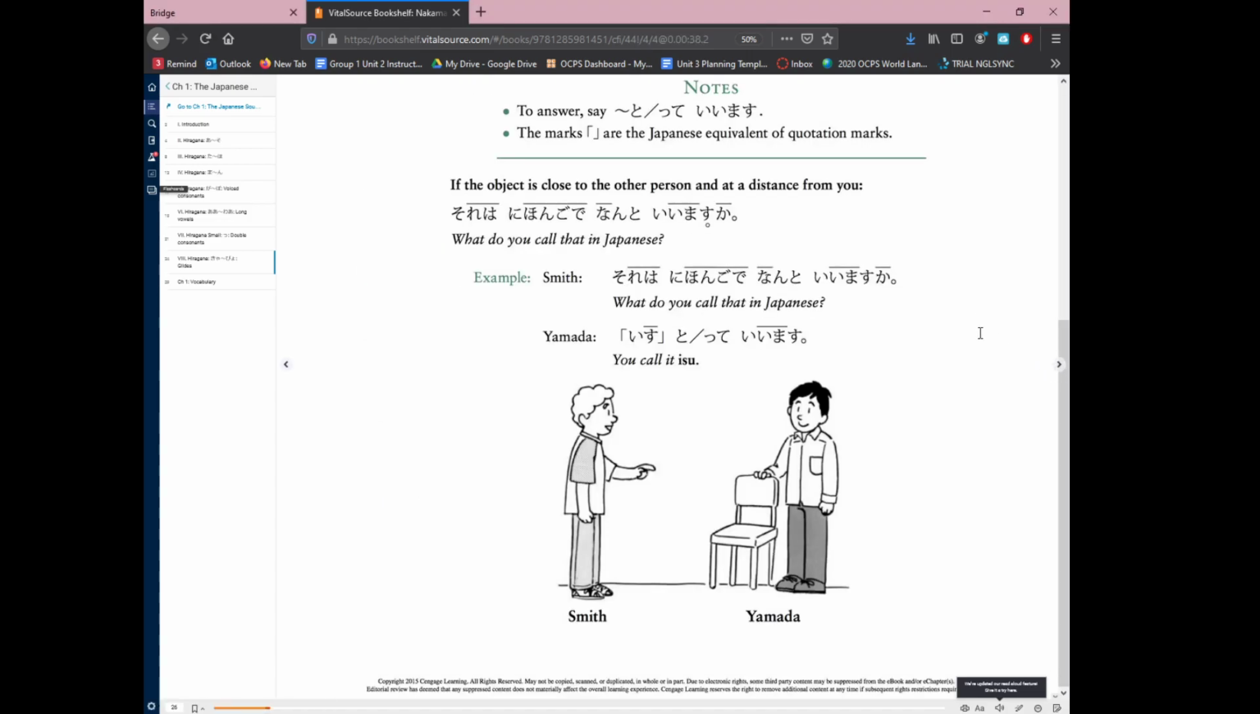And to answer, you would say whatever the thing is, to or te iimasu. And you'll notice that we have these little brackets here. Those are the Japanese equivalent of quotation marks.